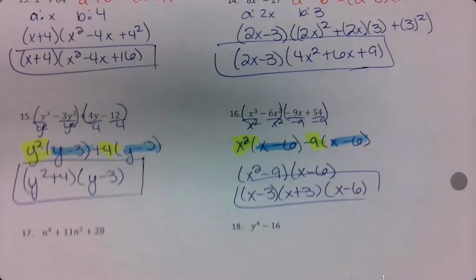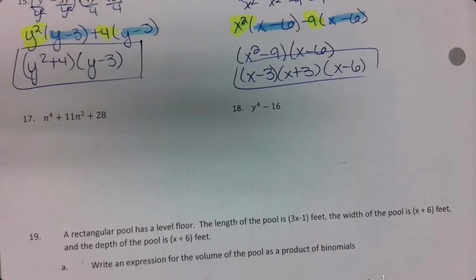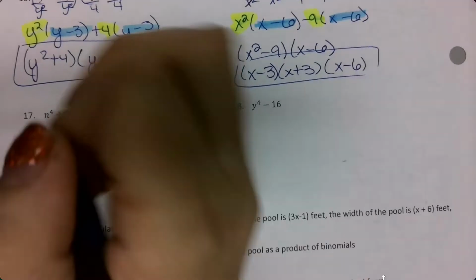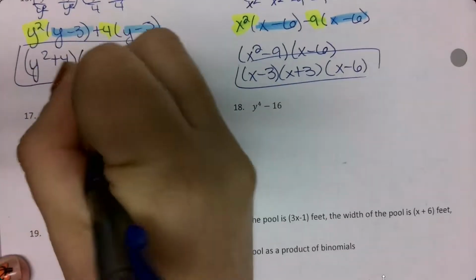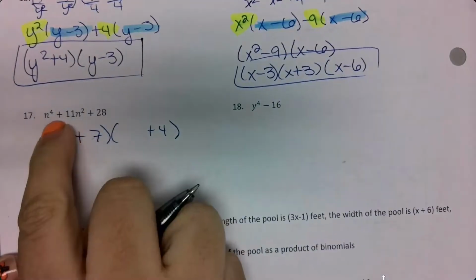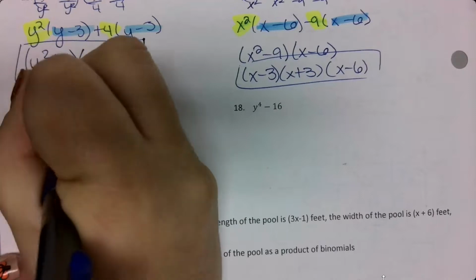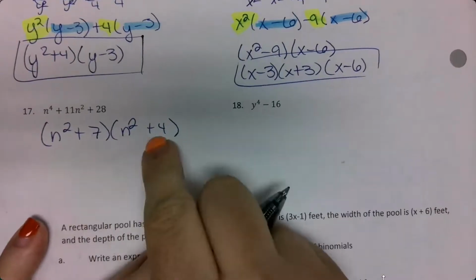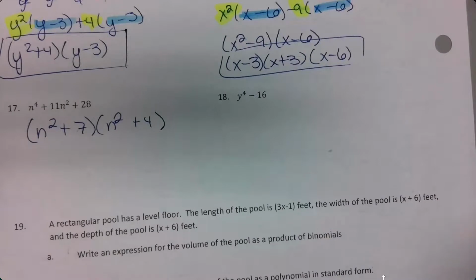Okay, number 17. It is like a quadratic in that it has 3 terms. So I'm going to first start looking for what multiplies to 28 and adds to 11. That is 7 and 4. Then what I do here is I take half of my exponent. So I'm going to do n squared for each of these because I'm splitting it into two groups. So I'm going to divide my total exponent by 2. I can't go any further because these are pluses, so that's my final answer here.